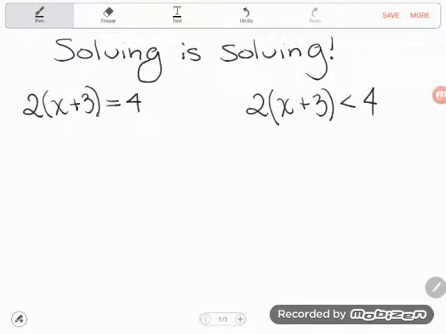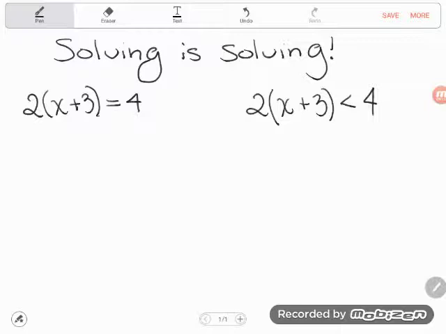Hello, GED students. I got a question from Ashley on Facebook, who's been working through inequalities, and she sent me both this equation on the left and this inequality on the right. And I just want to show you how solving is solving.